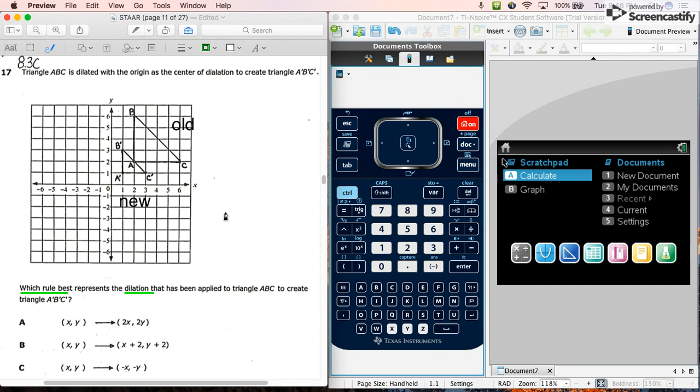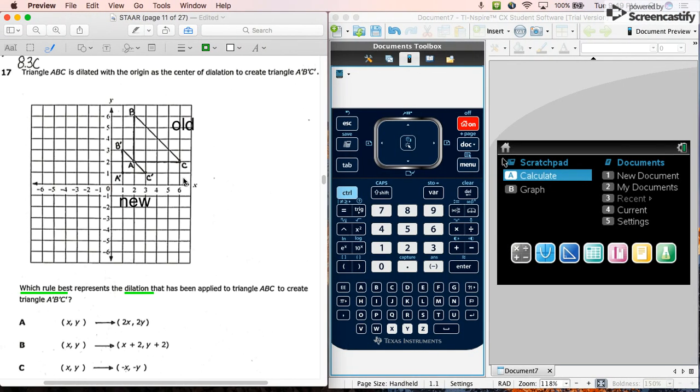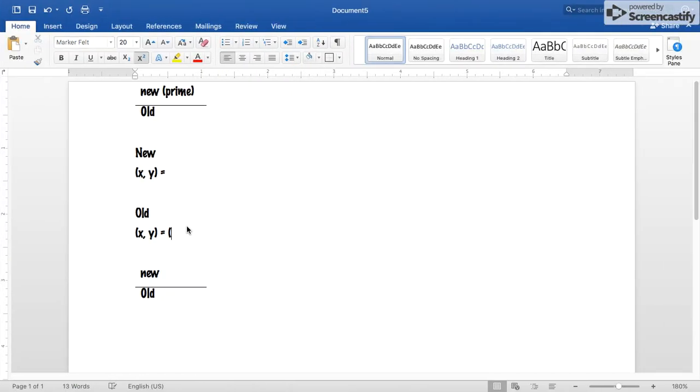Okay. So, based on what I know about dilations, in order to find the scale factor by which I dilated the shape, I need to use the new points over the old points, okay? So the first thing I'm going to do is identify a perfect set of ordered pairs for the old and new triangles alike, all right? So what that means is I'm going to use letter C. When I see letter C, I have the ordered pair of 6 and 2. So for my old, I'm going to put in a 6 and a 2, just keeping track of what my X and my Y value are for that point.